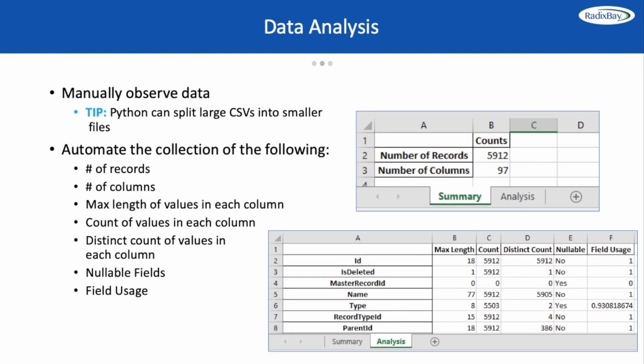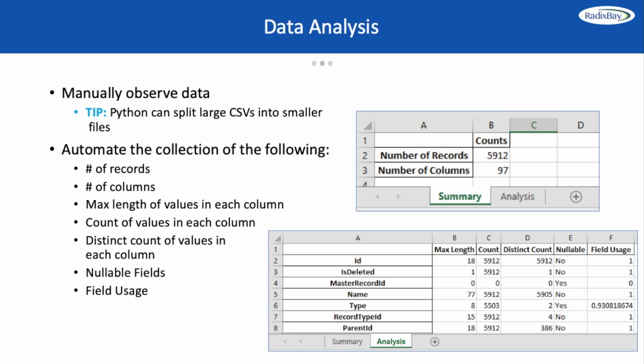One of the steps I mentioned was analyzing the data. You'll want to make sure that you manually observe the data before you begin writing any data transformations. If you find that a CSV is too large to view in Excel, you can always use Python to split that CSV into smaller files. For example, a client provided a CSV that had over 3 million records. The record limit in Excel is around 1 million records, so I couldn't view that CSV in Excel. Therefore, I used Python to get a subset of that data so I could observe it manually.